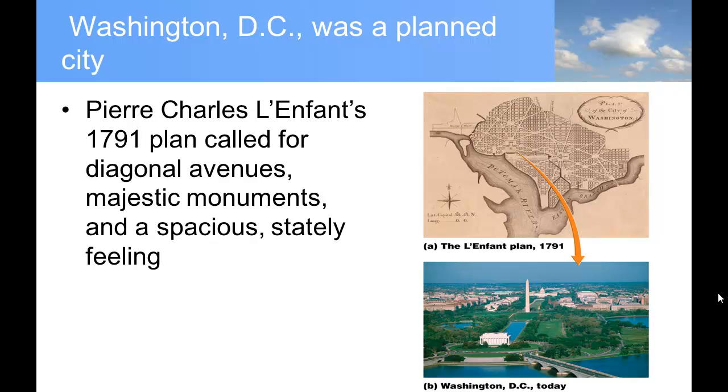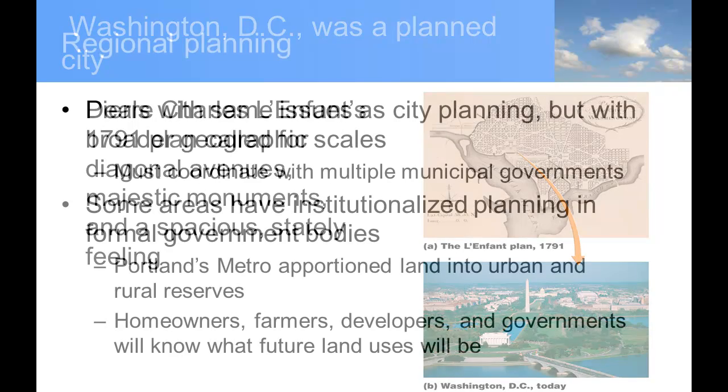He wanted to create a new capital city that was spacious and stately. In some ways, he also kind of designed a city that is very difficult to get around. Oftentimes, the layout of Washington, D.C. is referred to by many, and many people complain that it is too confusing and easy to get lost in this city.